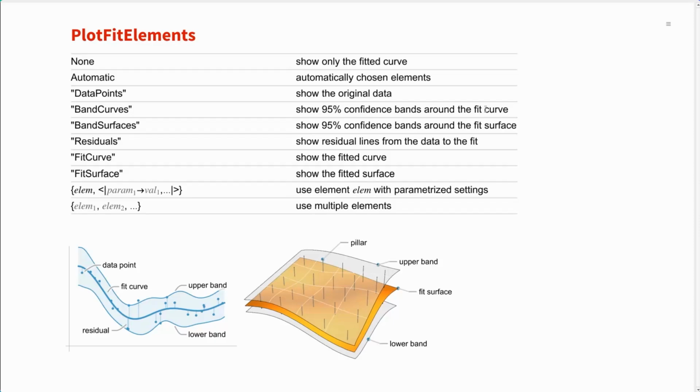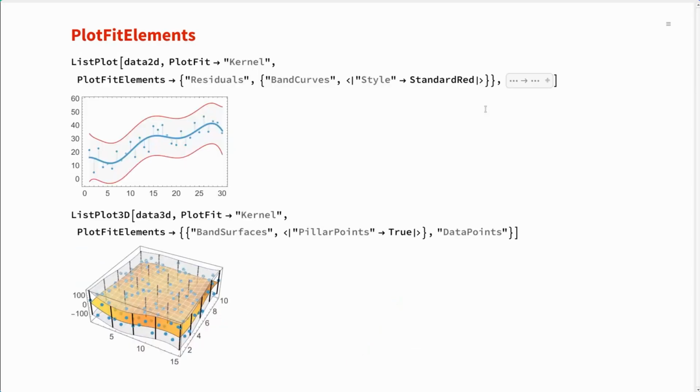The PlotFitElements option essentially does two things. One, it tells the plot what elements it needs to draw, and these can pertain to either the data or the model that is specified by PlotFit. Here are the values that PlotFitElements takes. So for example, if we specify residuals for PlotFitElements in ListPlot, then we get a plot of the data along with fit curve and stems that indicate the residuals for the data.